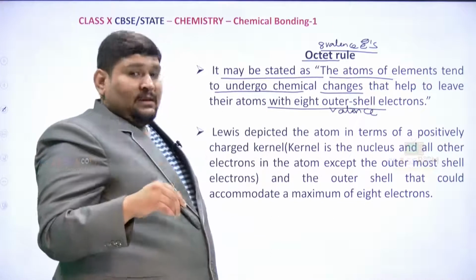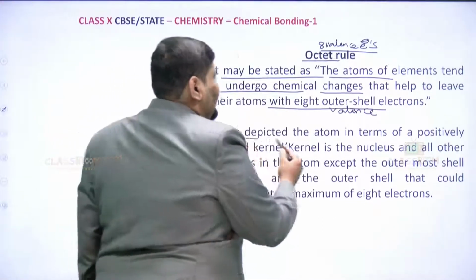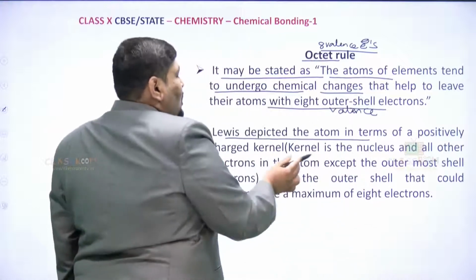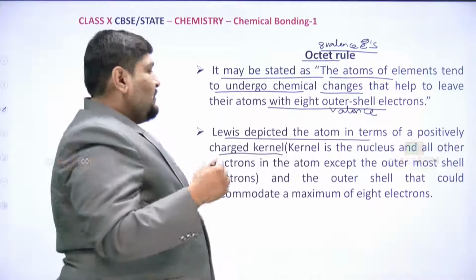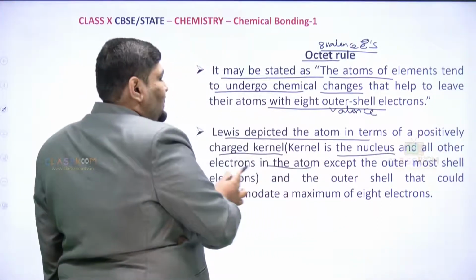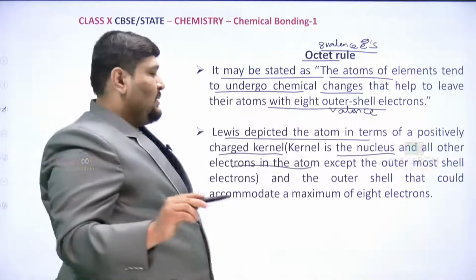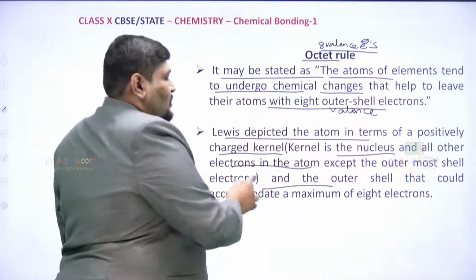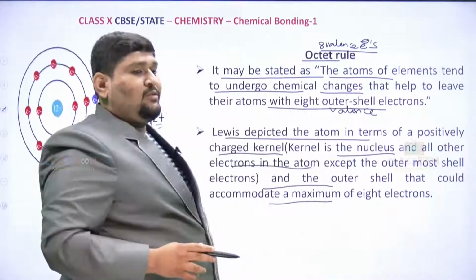And Lewis depicted, as we have been learning in the Lewis dot structures, the atoms in terms of a positively charged kernel, where we basically say the kernel is the nucleus and all the electrons in the atom except the outermost shell. The outermost electrons can accommodate a maximum of 8 electrons.